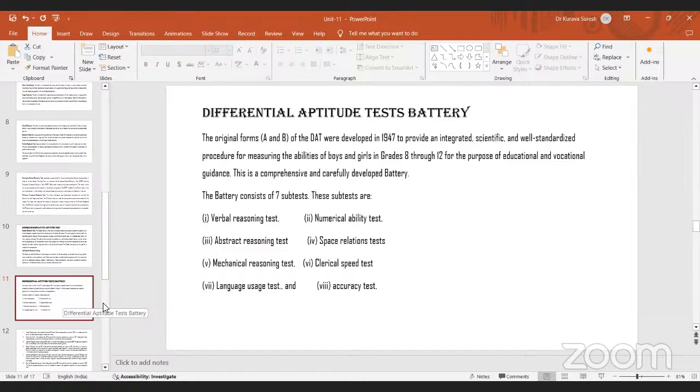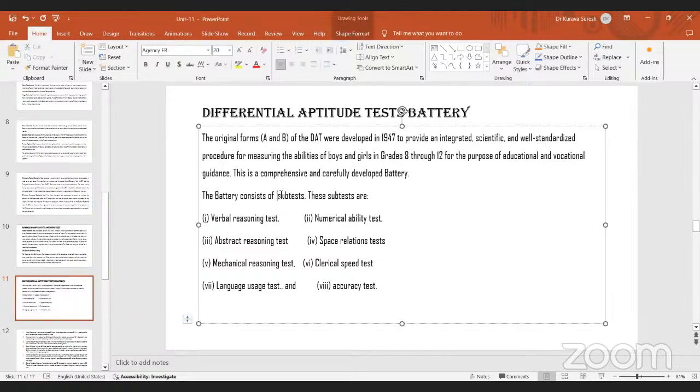The battery consists of eight subtests. The subtests are verbal reasoning, numerical reasoning, abstract reasoning, spatial relations test, mechanical reasoning, clerical speed and accuracy test, language usage, and spelling.